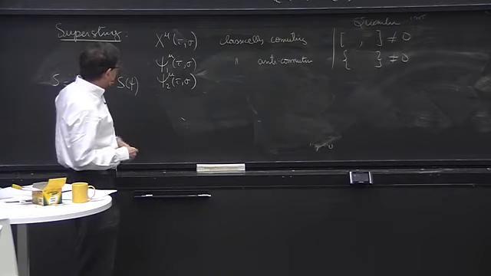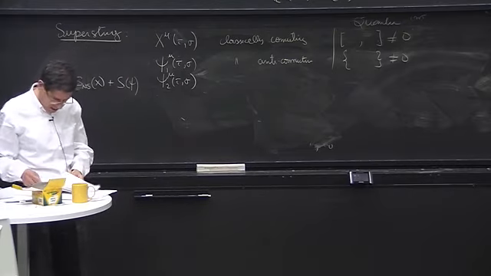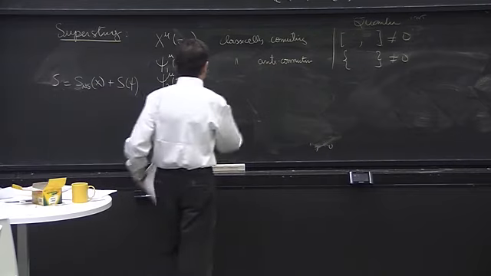All right, so time to write an action for these things. So here it is. We're going to have light-cone variables.